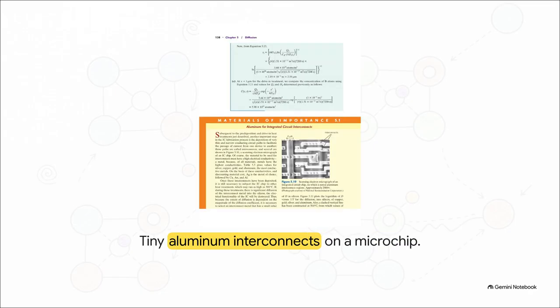And the scale of this whole operation is absolutely breathtaking. We're talking about tiny aluminum interconnects on an integrated circuit chip that are maybe 4 micrometers across. To put that in perspective, that is a tiny fraction of the width of a single human hair. By using diffusion to embed impurities and then laying down these microscopic metallic roads, engineers can connect millions of electronic devices on a single chip.